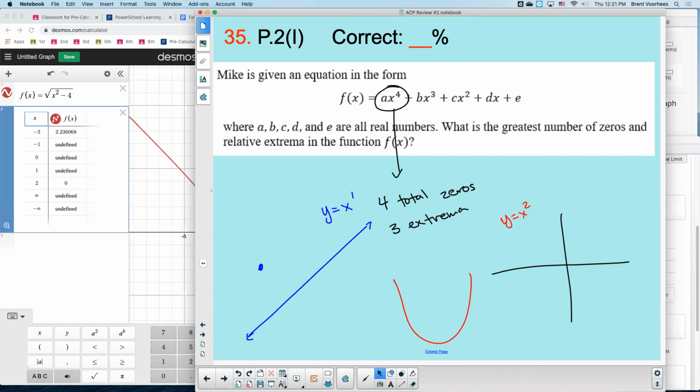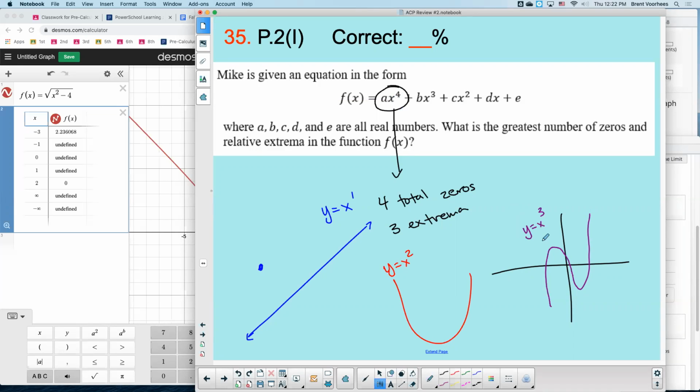I'll do just one more example. I'll do an x cubed graph. X cubed looks like an S curve. How many zeros do you see? 3. How many turns or extrema does it have? 2. You see how it's always 1 less? It'll just keep playing this out.